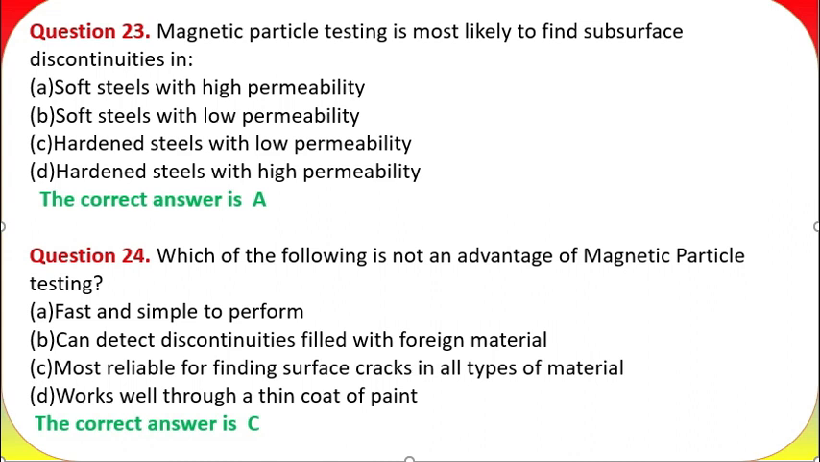Question 24. Which of the following is not an advantage of magnetic particle testing? A. Fast and simple to perform. B. Can detect discontinuities filled with foreign material. C. Most reliable for finding surface cracks in all types of material. D. Works well through a thin coat of paint. The correct answer is C.